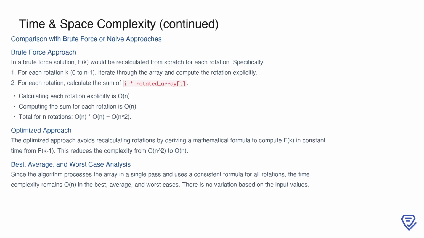In contrast, the optimized approach avoids recalculating rotations altogether by using a derived formula to compute f(k) in constant time from f(k-1). This reduces the time complexity dramatically to O(n). What's more, the optimized method consistently achieves O(n) time in the best, average, and worst cases since it processes the array in a single linear pass and does not depend on the specific values within the input array.